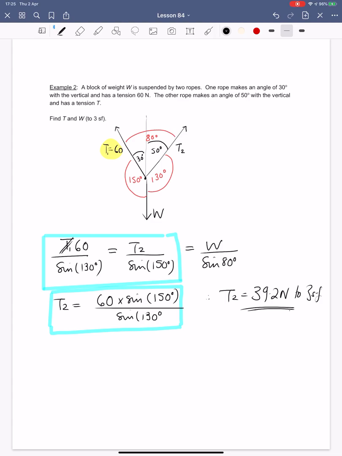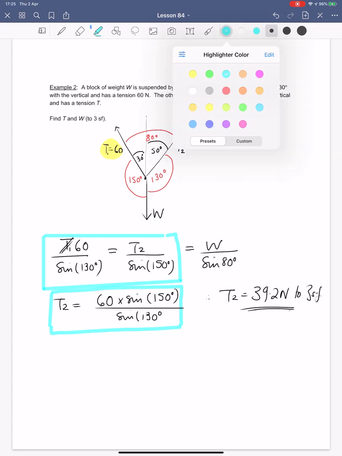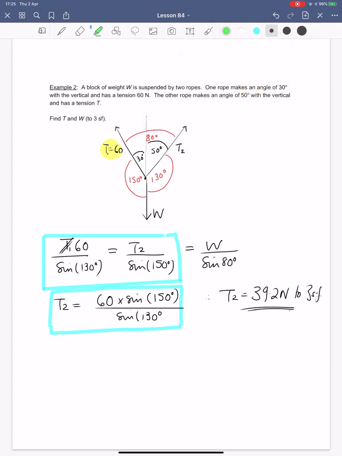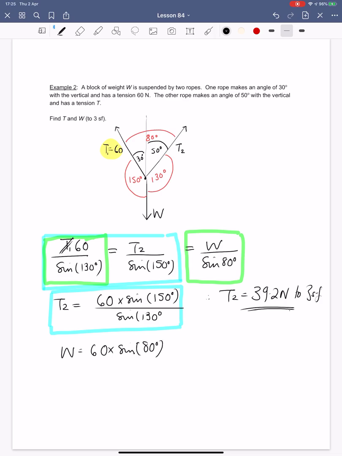Okay, and then the other thing that we need to work out is W. Let's go for a green. So the W with this one. So we've also got that W equals 60 times sine 80 degrees divided by sine 130 degrees.